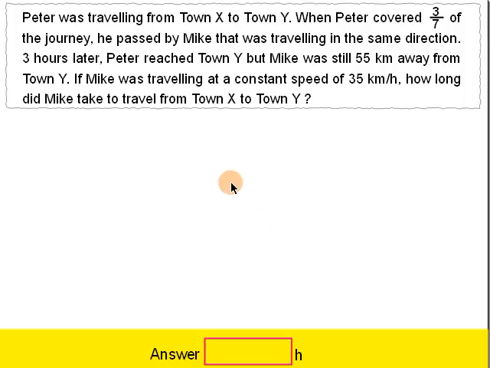Okay, the question says Peter was traveling from tau x to tau y. When Peter covered 3/7 of the journey, he passed by Mike, who was traveling in the same direction. So let's start drawing the chart.